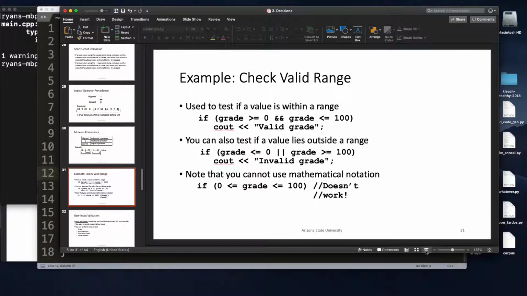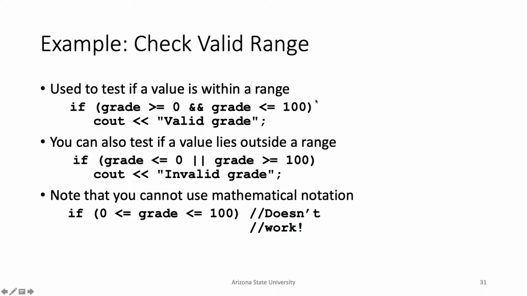Okay, so let's do actual code examples. So this is actually one that we pretty much have seen already. If grade is at least 0 and is at most 100, print valid grade. You can test if a value lies outside the range. There's actually a bug in this code. So this is from the publisher, not me. What is the bug with the second example? What if someone gets 100? It prints invalid. So just by flipping the condition, this is not correct.